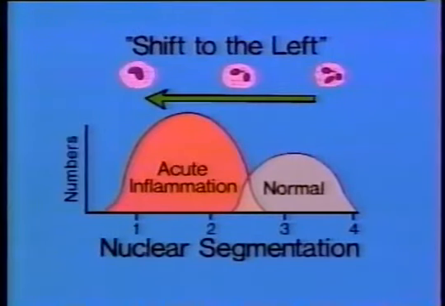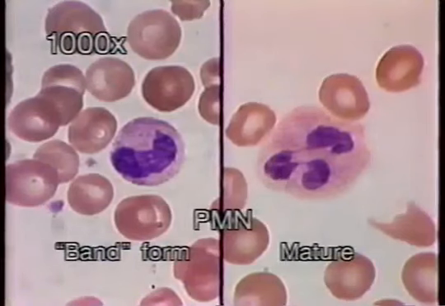Leukocytosis is usually associated with the release of younger or even immature neutrophils from bone marrow. In blood films, this is referred to as a shift to the left in the neutrophil population. Younger neutrophils have fewer nuclear segments, or may even have non-segmented nuclei, in which case they are called band forms. In severe infections, metamyelocytes or myelocytes will occasionally appear.